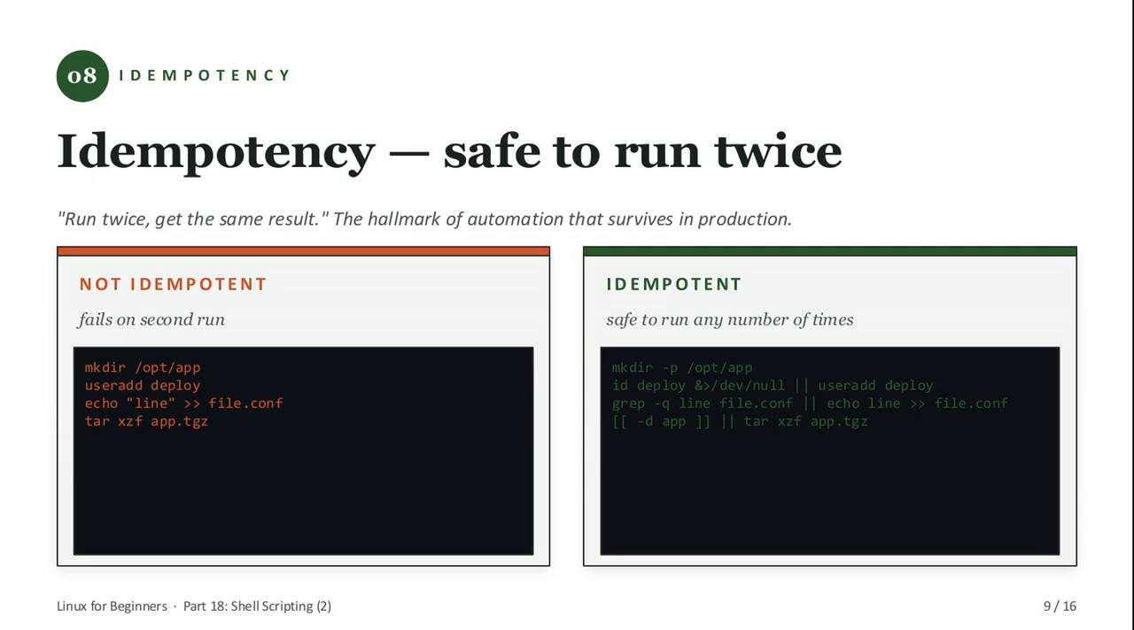Look at the left column. mkdir fails if the directory exists. useradd fails if the user exists. echo keeps appending the same line, and tar clobbers whatever's already unpacked. The right column fixes each one with a tiny guard: mkdir -p, an ID check, a grep check, a directory test. One line, one flag, and suddenly the script stops lying to you on the second run.